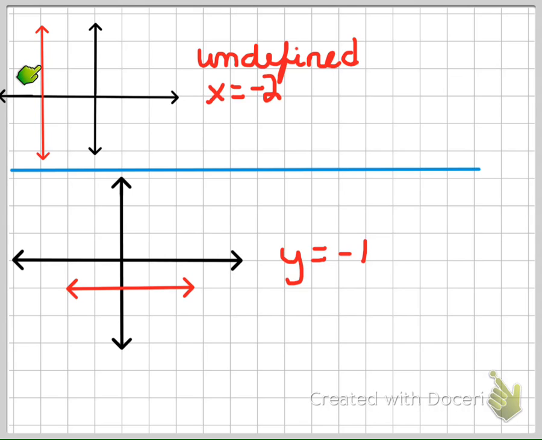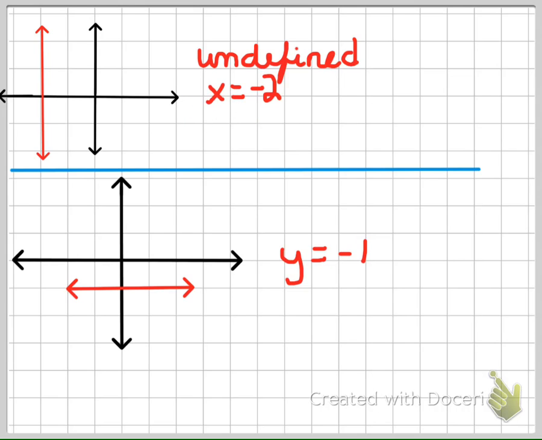So for instance, this is negative 2, 1. This is negative 2, 2. If I go down here, this is negative 2, negative 1. And this is negative 2, negative 2. All of the points on this line are at negative 2. All of the x's are at negative 2. And because of that, we say that the equation of this line is x equals negative 2.